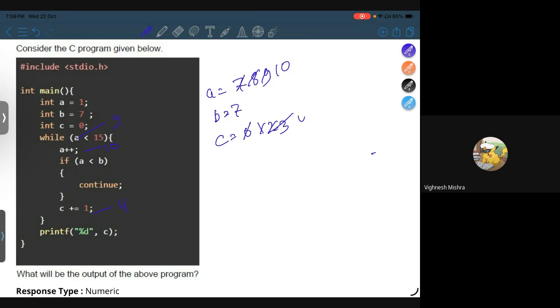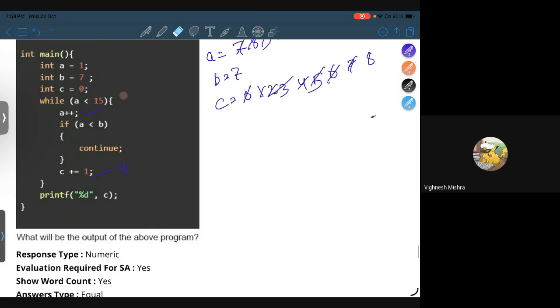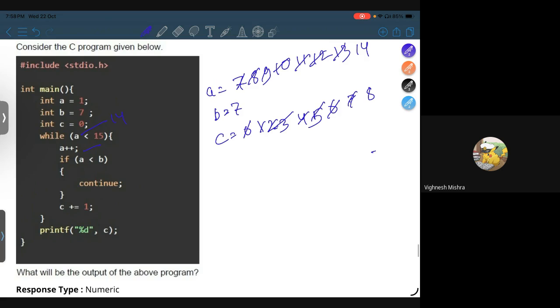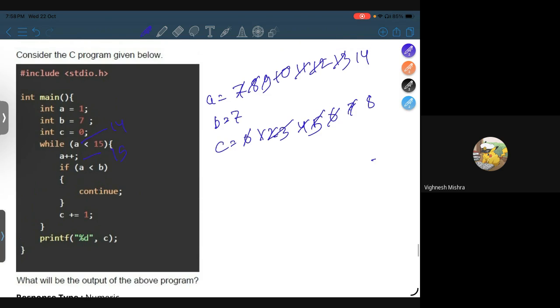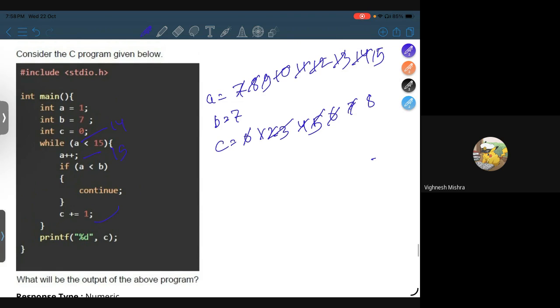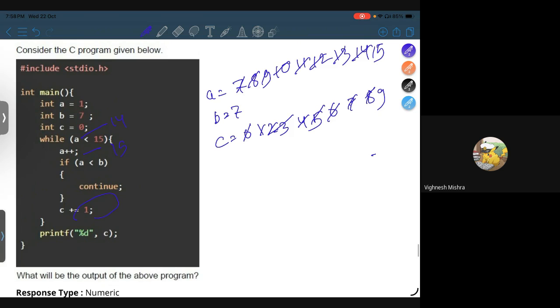10, 4, 11, 5, 12, 6, 13, 7, 14, 8. Yeah, 14, 8. Now the 14 will go here. It will say yeah, it's greater than. Then it will make it 15, and then it will add again 1. So, yeah, 9. Fine.